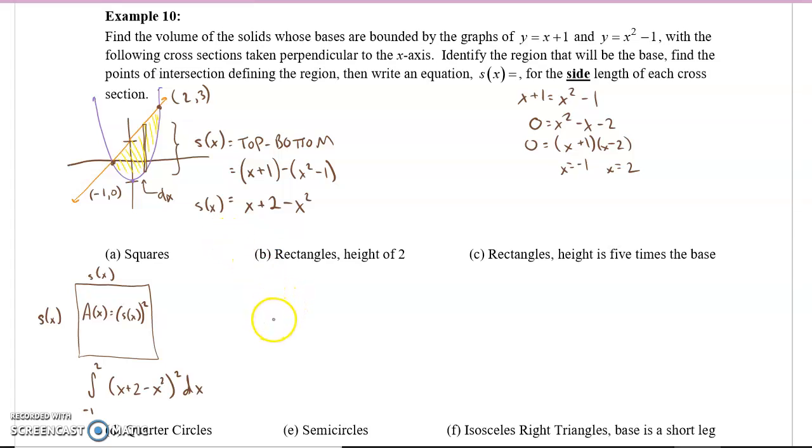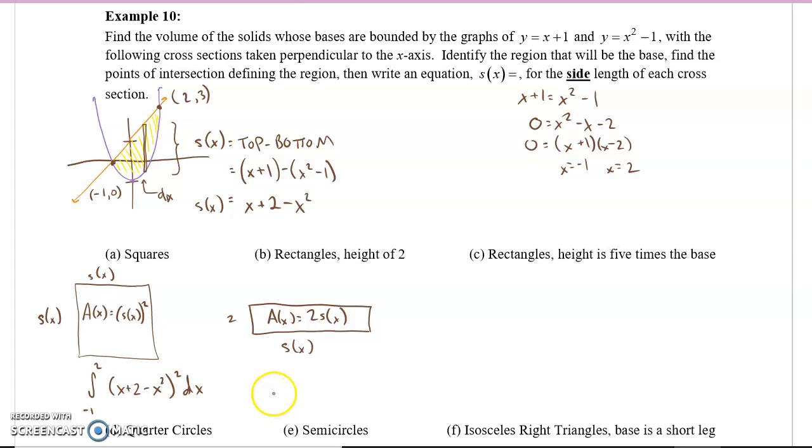Okay. The next shape we're going to deal with is a rectangle. So this is one side of the rectangle, and we'll call that s, or s of x. And then the other side of the rectangle is going to be a constant of 2. Okay? So the area function is going to be the area of this rectangle, which is base times height, or 2 times s of x.